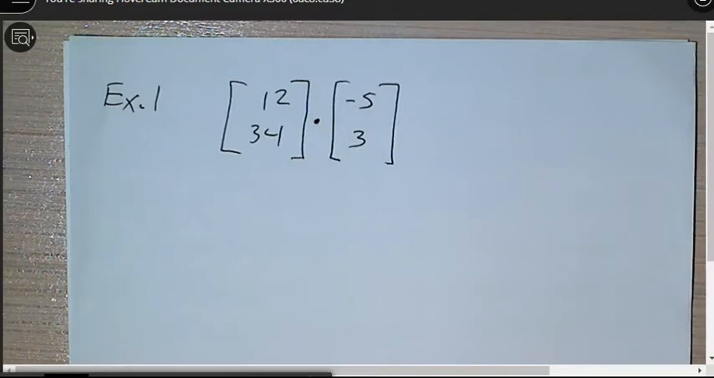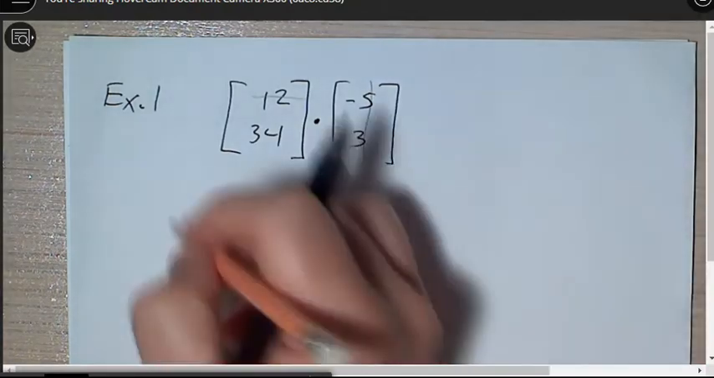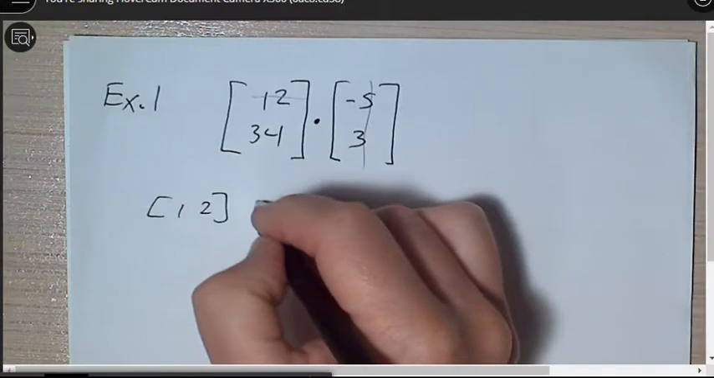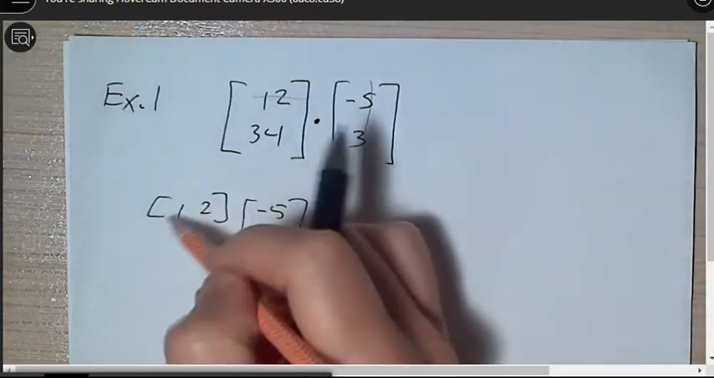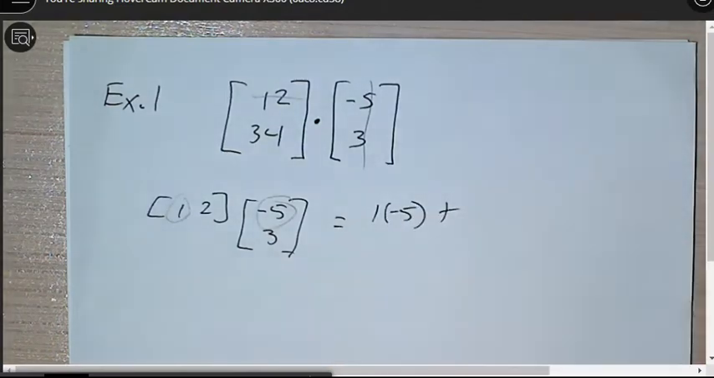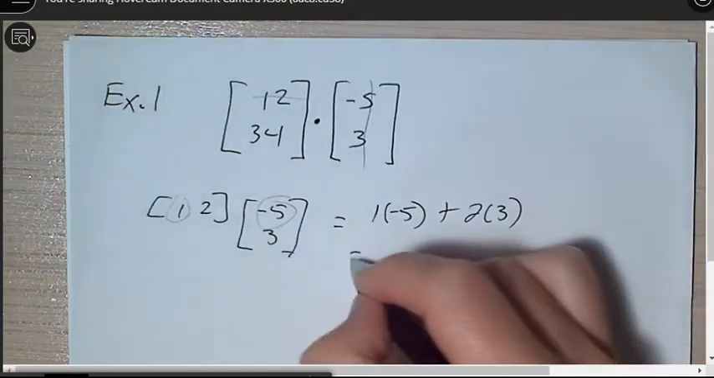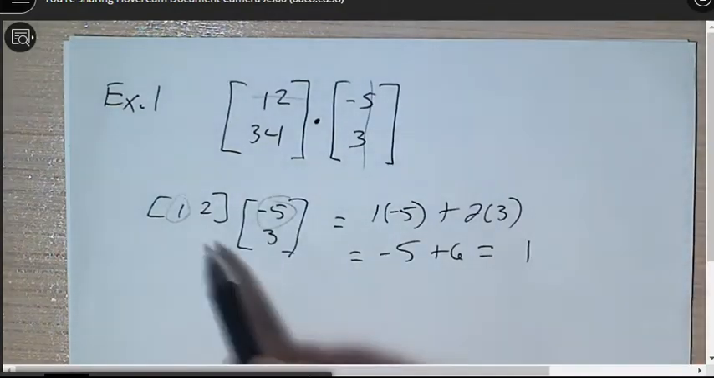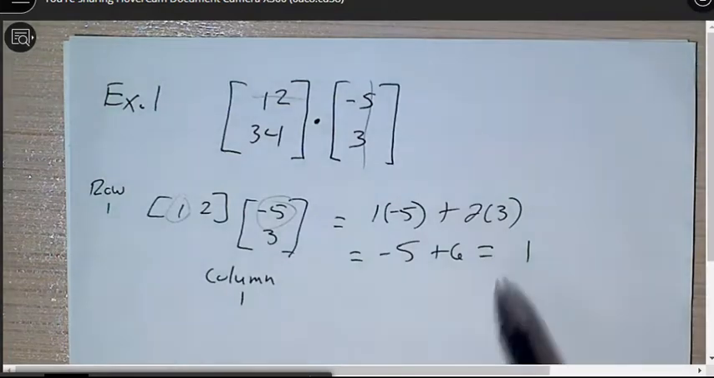All right, so here's what we're going to do. Again, we're taking the rows of the first matrix and multiplying them by the columns of the second matrix. So we take the first row and multiply it by the first column. We take the first number and multiply it times the first number here. That's 1 times -5, and we add that to 2 times 3. 1 times -5 is -5, 2 times 3 is 6. Put that together, and that's number 1. Since this was row 1 and column 1, that tells you where this answer is going to go.